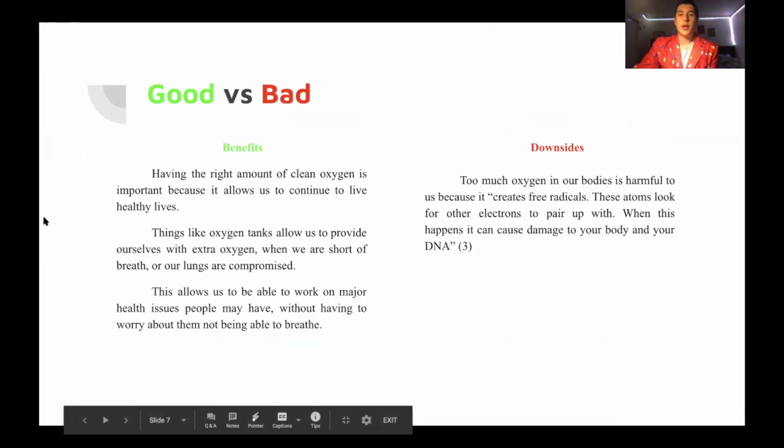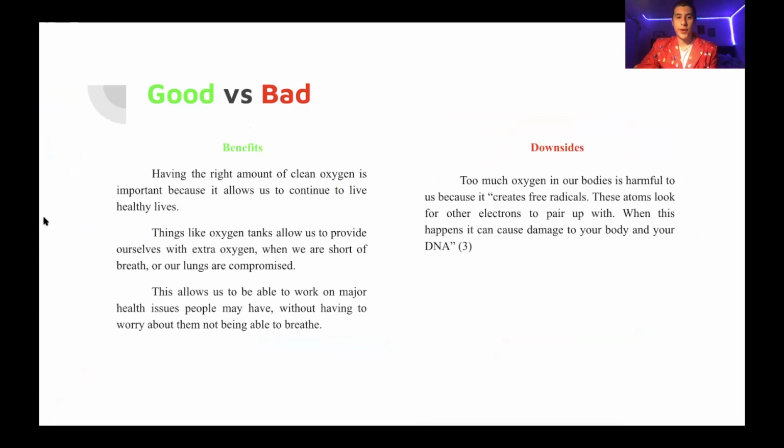And so here are some of the good effects and bad effects of either having the right amount of oxygen or too much oxygen in general. Having the right amount of oxygen is important because it allows us to continue to live healthy lives. Things like oxygen tanks allow us to provide ourselves with extra oxygen when we are short of breath or our lungs are compromised. This allows us to work on major health issues that people have without having to worry about them not being able to breathe. So oxygen is very good. We use it every day.